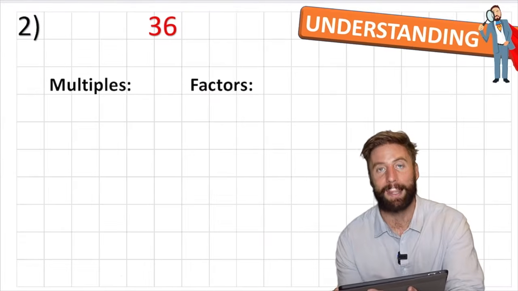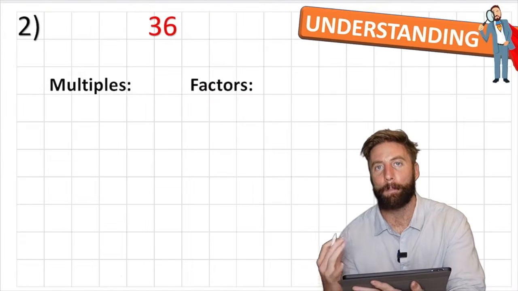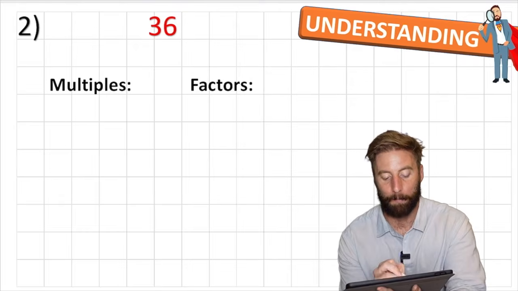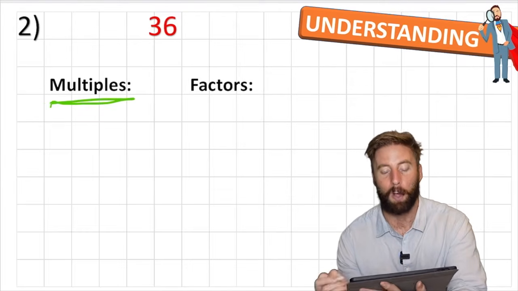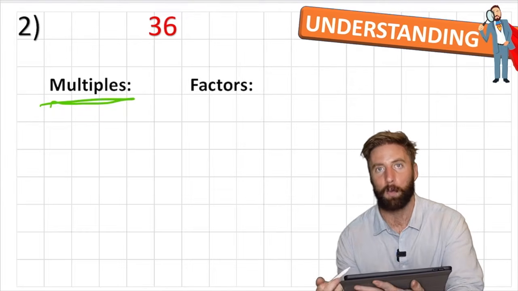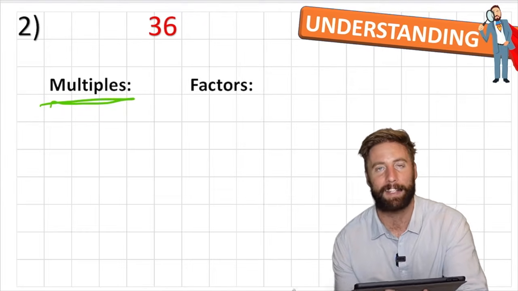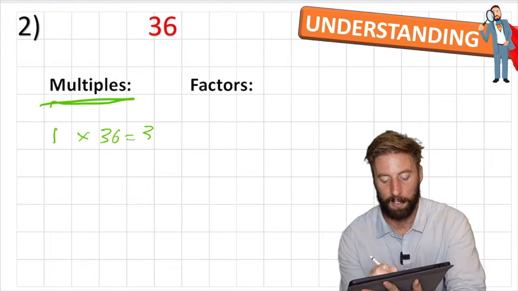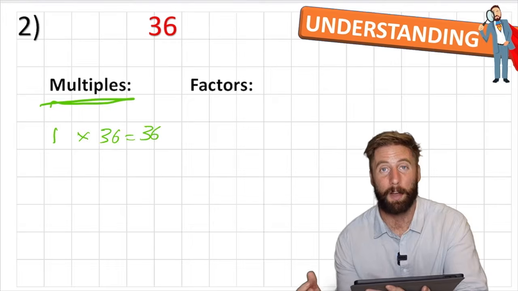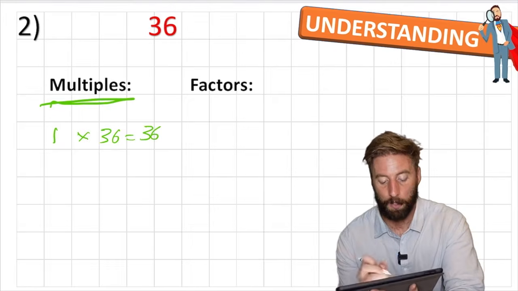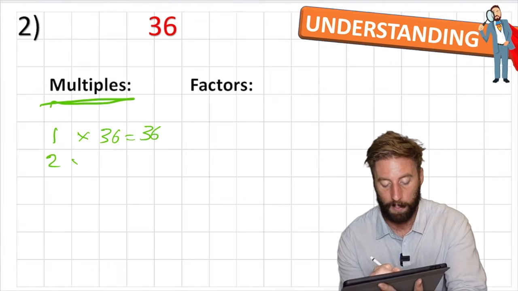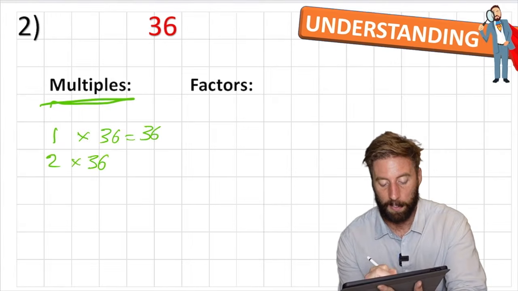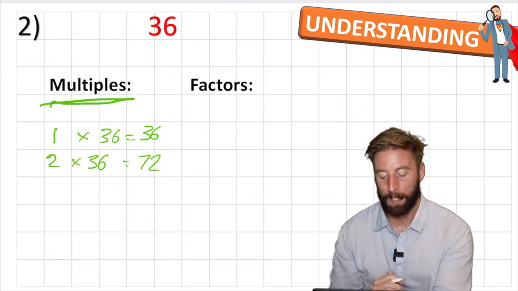Let's have a look at 36. So this one immediately is much harder when we're looking at the multiples, because how do I work out the multiples of 36? Well, I can simply just keep adding 36 if I wanted to. So here we go. 1 times 36 equals 36. So multiples are just the times table, the 36 times table. So now I can look at 2 times 36, and that's going to equal 72. But that's about as far as my mental maths wants to go.